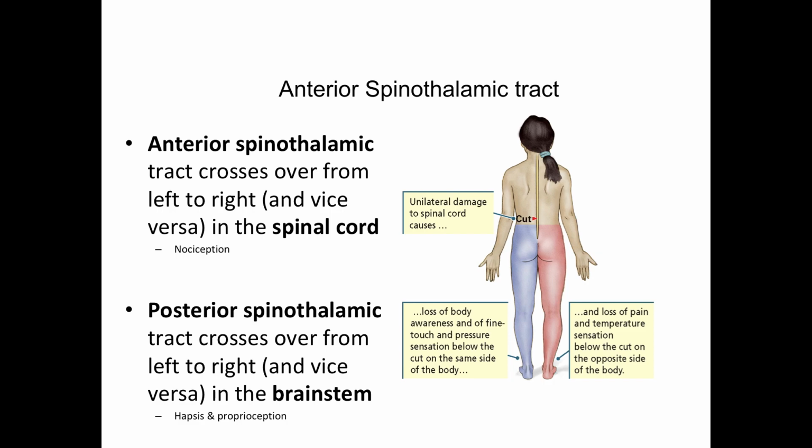Okay, so a little recap. The anterior spinothalamic tract crosses over from left to right in the spinal cord and is important for nociception. The posterior spinothalamic tract crosses over from left to right in the brainstem and is important for touch and proprioception. If you have unilateral damage in the spinal cord, so right here, if you cut half the spinal cord, you will get loss of body awareness and fine touch and pressure below the cut on the ipsilateral side of the body, but you will lose pain and temperature sensation below the cut on the opposite side of the body.